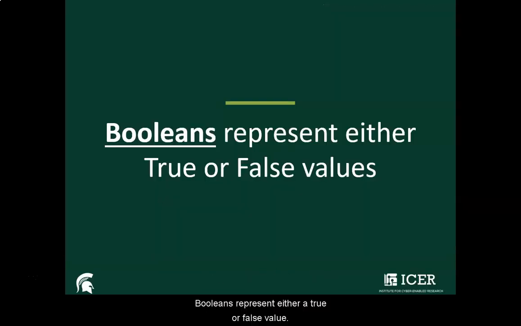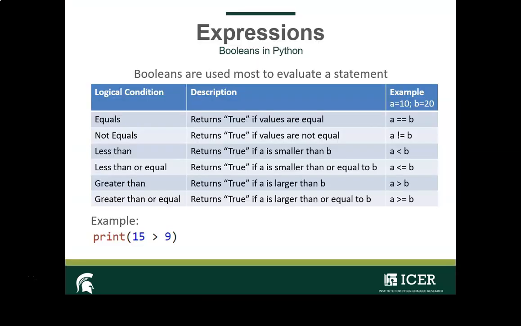Booleans represent either a true or false value. Booleans are used most to evaluate a statement. In our next video, we will talk about using them as part of an if-then-else statement. But here, we're just looking at how we can use them using mathematical operands.